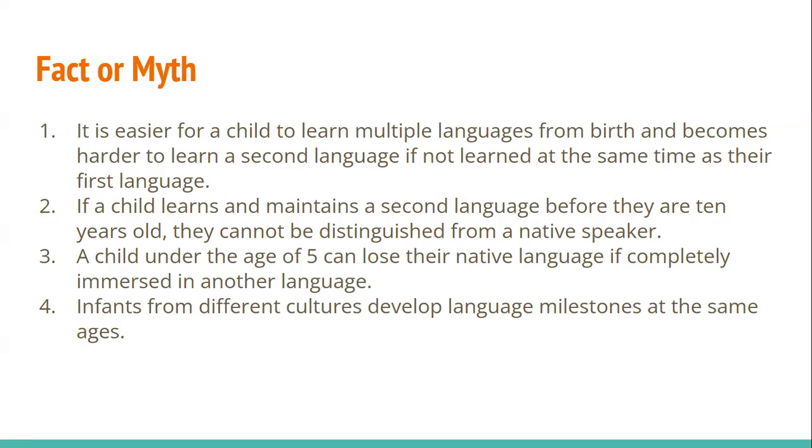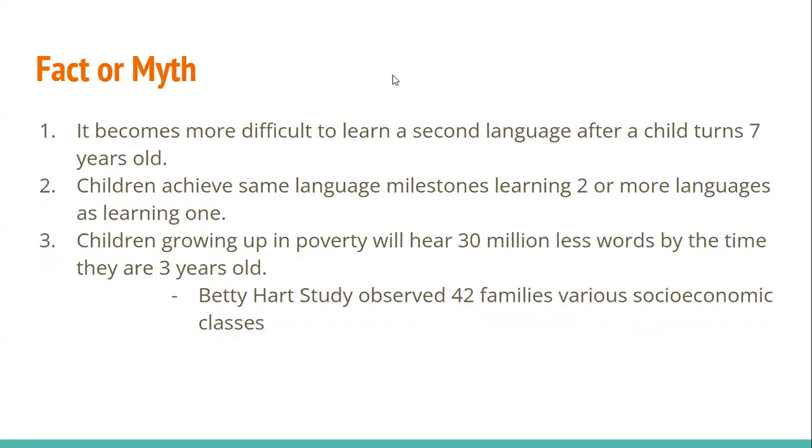A child under the age of 5 can lose their first language if they're completely immersed. Yep, that's a fact. Infants from different cultures develop the same milestones as kids from other ages speaking different languages. Yes, that's also a fact. Becomes more difficult to learn a second language. Yep, fact. Children achieve the same language milestones learning 2 or more languages. Yep, fact.